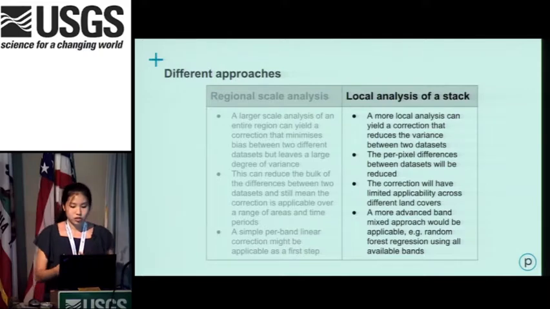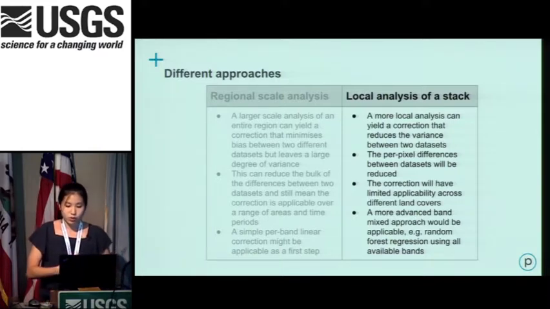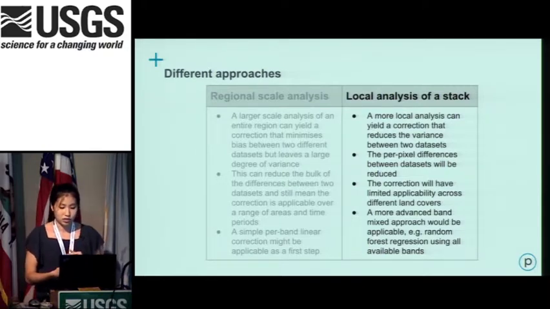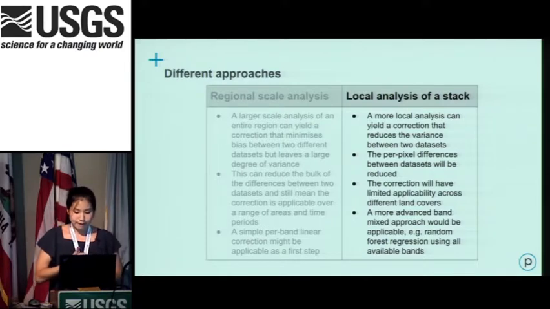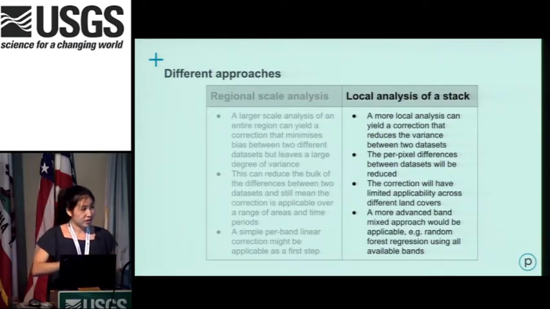So the approach that I'll go into about the study is a local analysis of a stack of data. A more local analysis can yield a correction that reduces the variance between 2 data sets. So per pixel differences will be reduced. However, this type of correction will have limited applicability across different land covers. So basically using something like random forest, utilizing all the available bands to essentially overfit the scene. That's one of the drawbacks here.